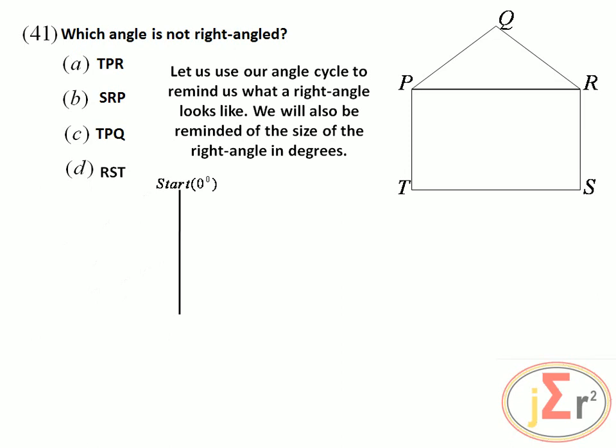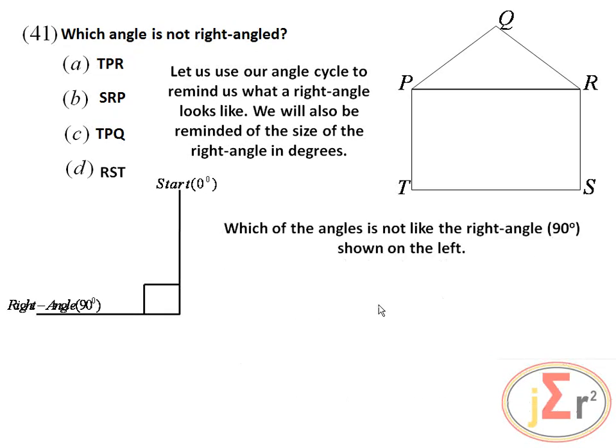Here is our angle cycle. We are starting at 0 degrees and our first stop is at 90 degrees, and that angle is a right angle. Okay, so that is 90 degrees and that is a right angle. So the question is, which angle is not right angled? Which of the angles is not like the right angle, the 90 degrees angle shown on the left?